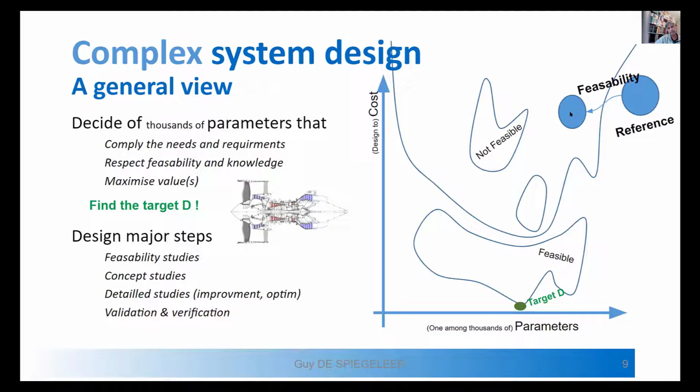Then your target is to find the area where there is a target. You have an issue if you stay within this limited part, this frontier of feasibility, because you will never reach the optimum after. You need to find the architecture of your system that is the most promising compared to the value you want to target. So this is what we call architectural exploration.